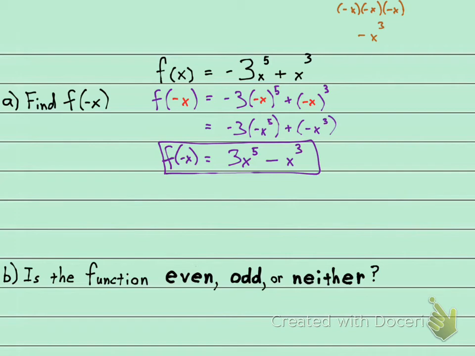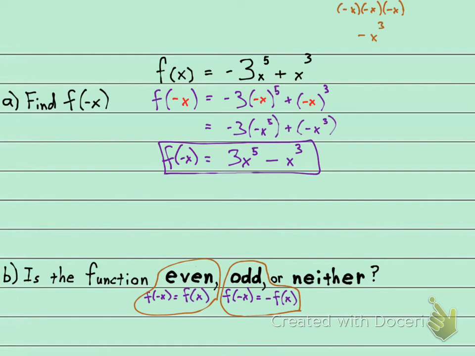Now we're going to come down here and they're asking us if it's even, odd, or neither. Well, if it's even, the f of negative x will equal what you started with, the f of x. If it's odd, the f of negative x will equal the opposite of what you started with, minus the f of x. Anything else will be neither. So we need to look and see if it's even, odd, or neither.